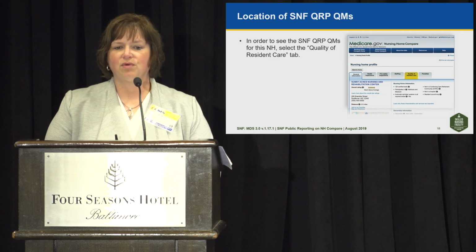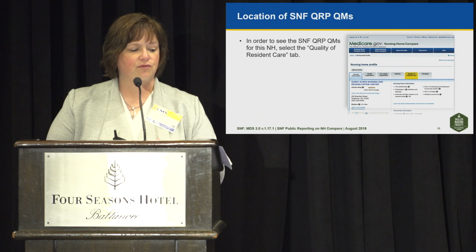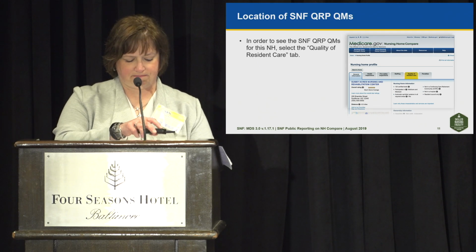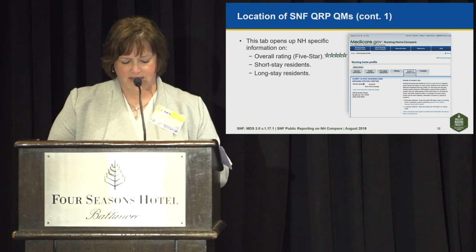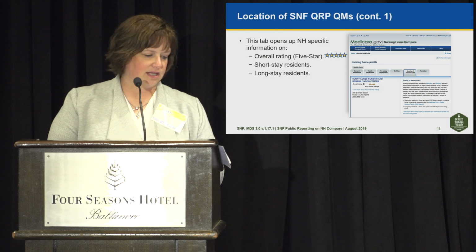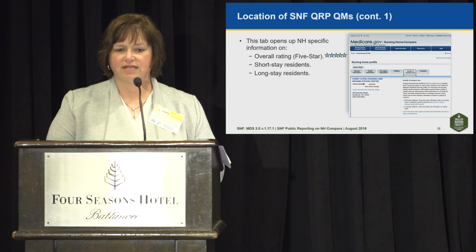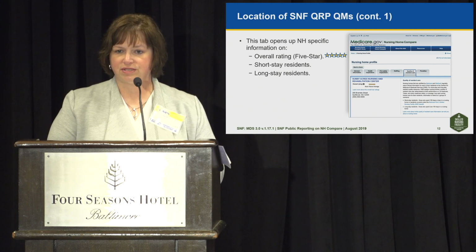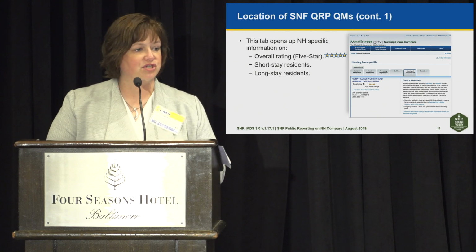Now, of course, today I want to focus on the SNF QRP quality measure results. So as such, we are going to focus on the information on the Quality of Resident Care tab. Once the Quality of Resident Care tab is selected, you will see the overall star rating for the particular facility for that domain. In this example, this particular facility had 5 stars for this domain, which means that they were performing much above average.